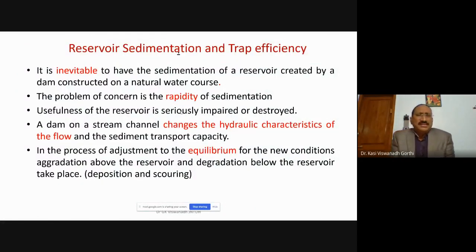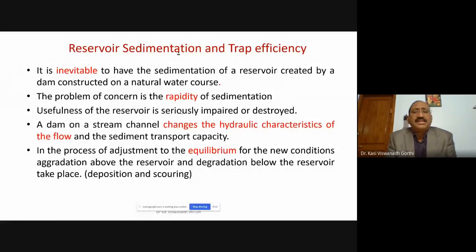So you can't avoid this. Sedimentation in a river is a continuous phenomenon, and it is inevitable for any of the reservoirs created by constructing a dam on a natural course. So the problem of concern is the rapidity of sedimentation, how rapid it is. The more sedimentation takes place, the faster the useful life of the reservoir comes down, because most of the volume, the capacity of the reservoir, gets filled with the silt. So how fast it is, is the main thing. The usefulness of the reservoir is seriously impaired or destroyed.